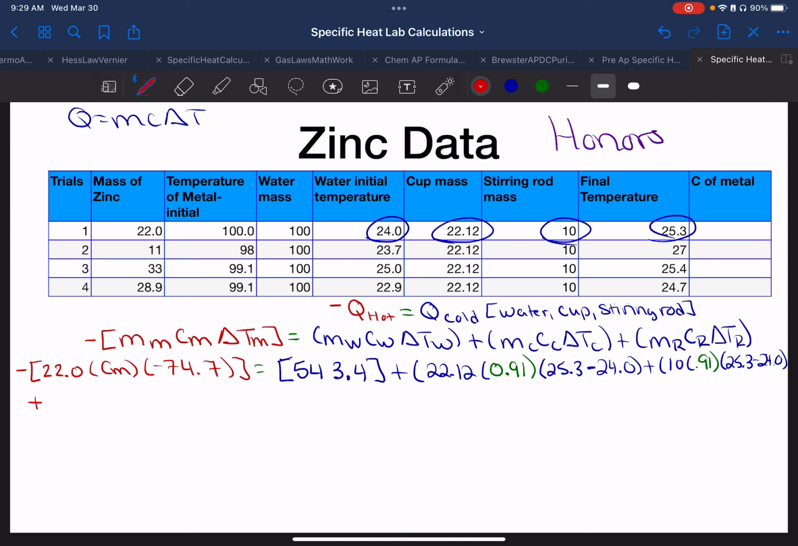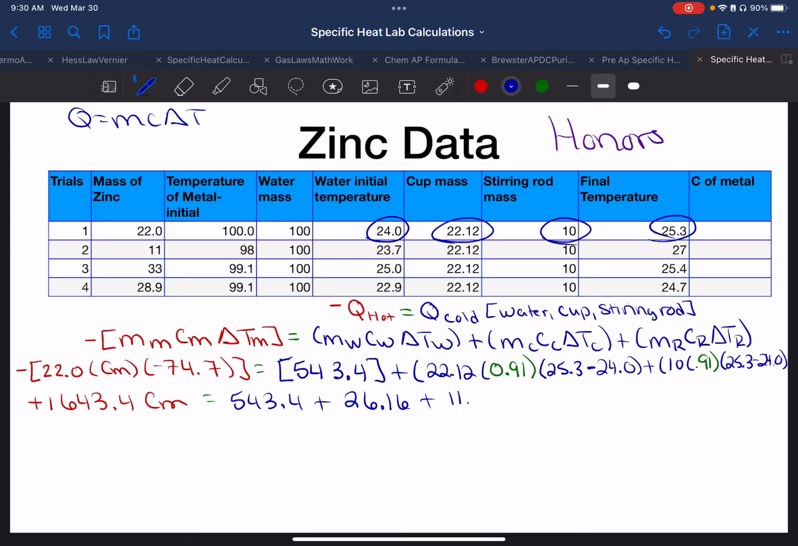So I'm going to get this down to a number we saw earlier, 1643.4 times CM equals 543.4 plus, and we'll do the math real quick, of 22.12 times 0.91 times 25.3 minus 24.0 equals 26.16. And then we'll have 10 times 0.91 times the difference at 25.3 minus 24. And it's 11.8.